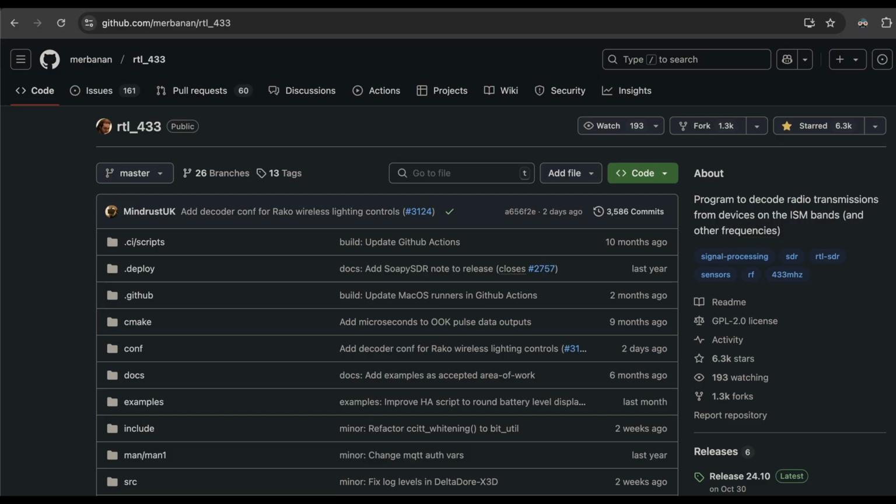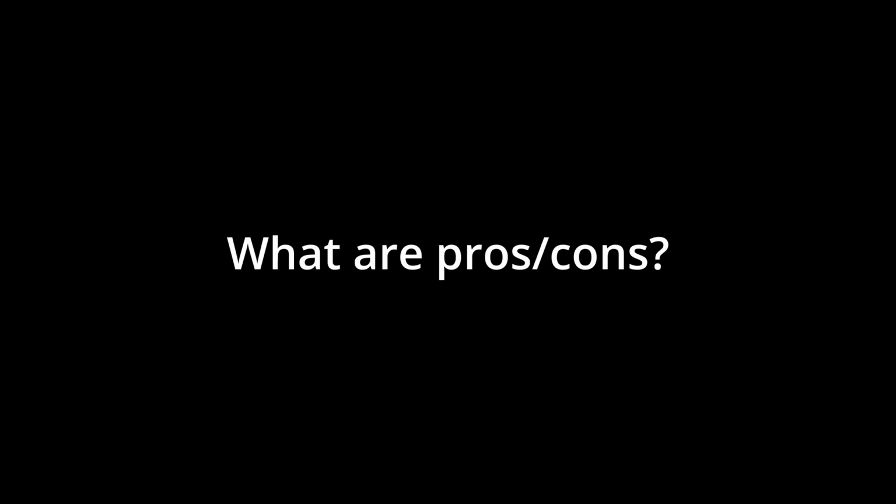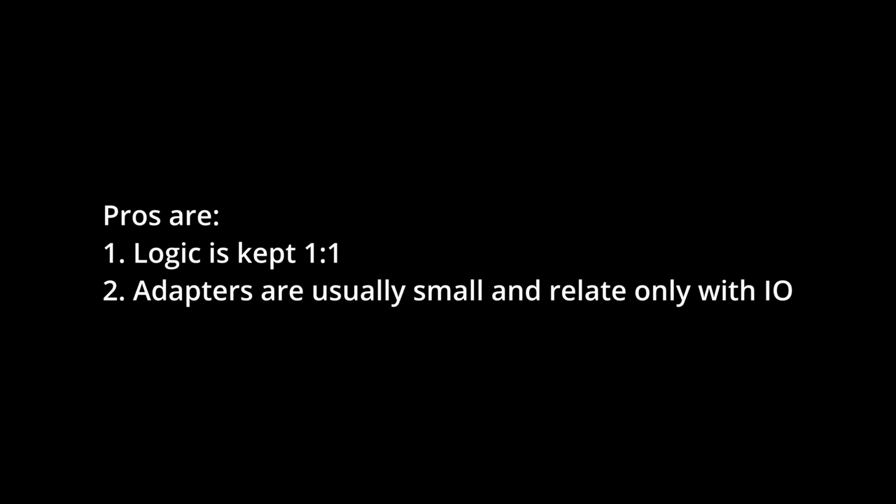In the last video, I mentioned it would be possible to compile project RTL-433 from C to JavaScript with WASM. If we think about the work a little bit more, the conversion comes with pros and cons. The pros are: logic is kept one-to-one and can be updated with the main library updates. Adapters are usually small and relate only with I/O, which for the considered library is well interfaced.